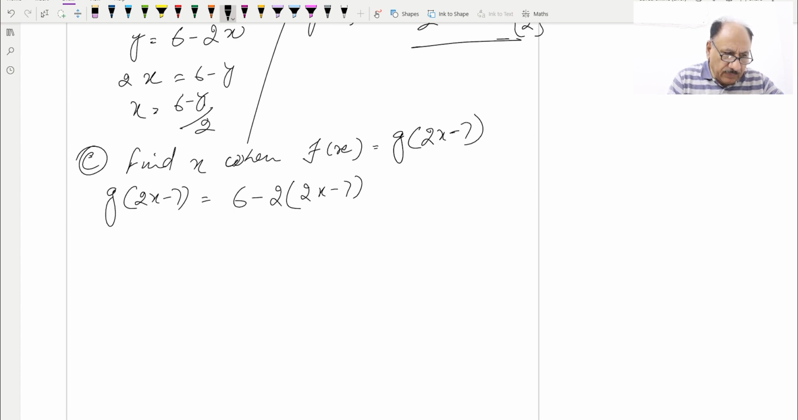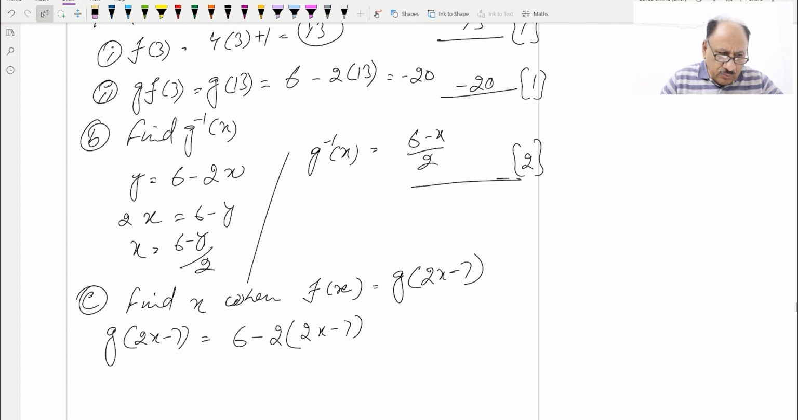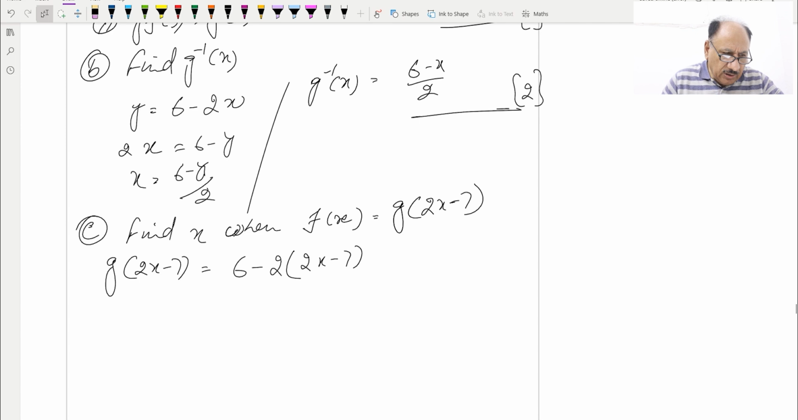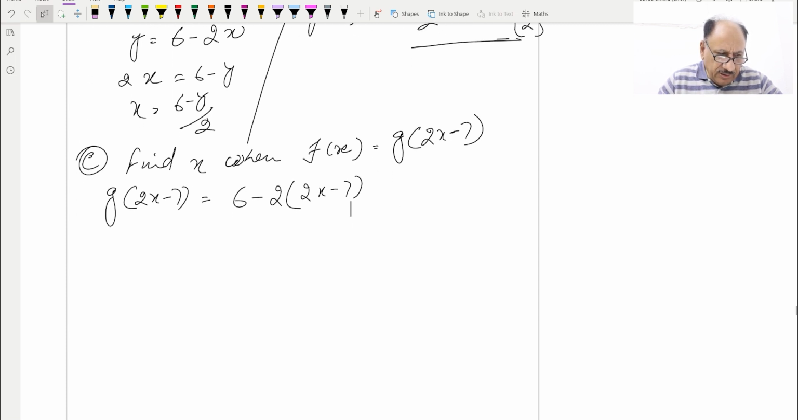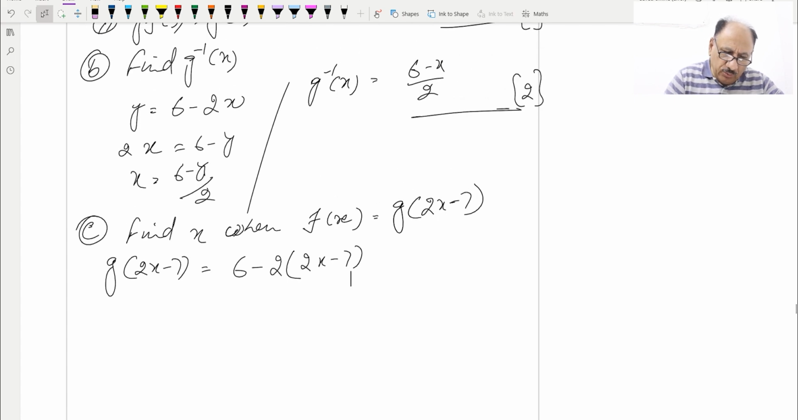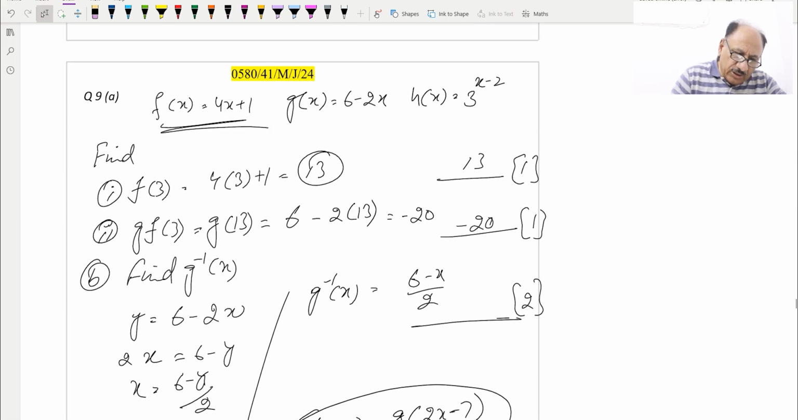So we can write this g of 2x minus 7 is what? Basically 4x plus 1. f of x we have already, because they are telling us f of x is equal to this, and f of x is given, which is 4x plus 1.